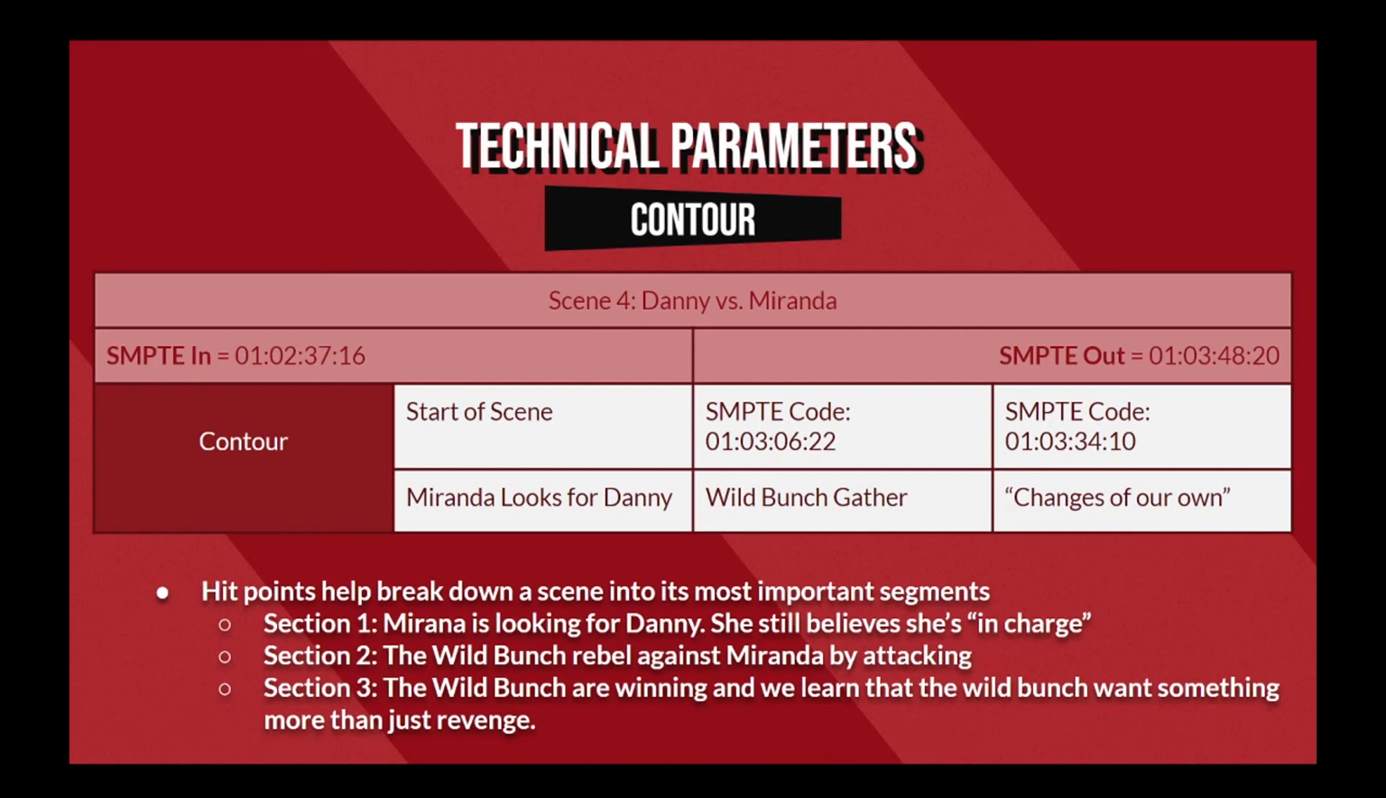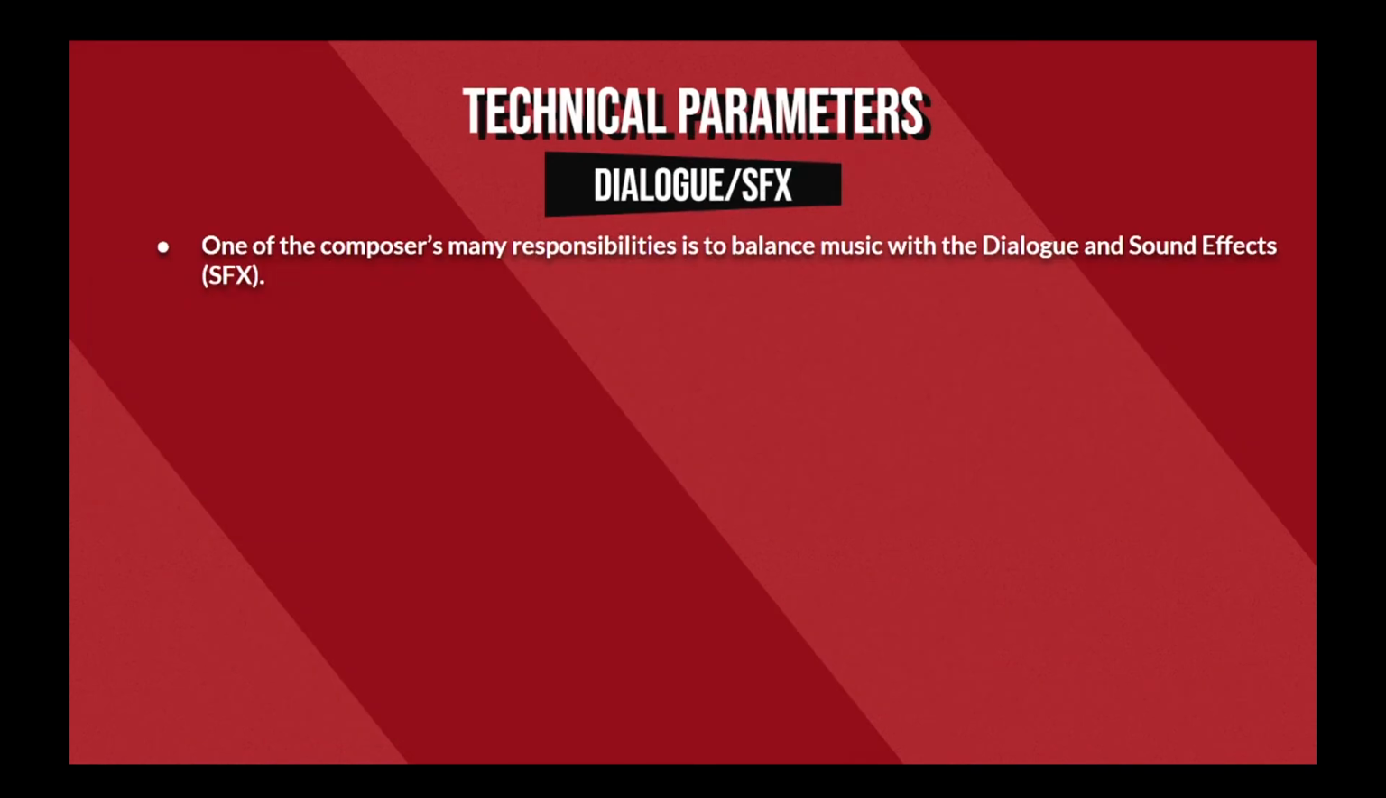Once you've taken note of your hit points, we can use them to inform our next decisions, starting by understanding the sonic needs of the scene. At any given point, one of the composer's many responsibilities is to make sure that any music they write must balance well with the rest of the sonic material of the film, meaning that the music must balance well with any dialogue or important sound effects that are happening in the same scene.